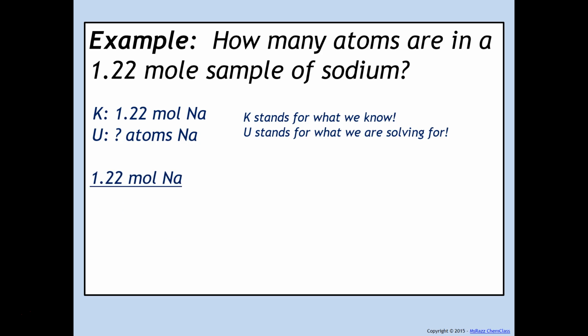So we'll start with our known, and we will put it over a 1. We'll then take our multiplication sign and our line. So in this case, we see that we have 1 mole equals 6.02 times 10 to the 23rd atoms of sodium. So this conversion factor is always going to be the same regardless of the substance that we have in question. And then you can see very clearly that moles and moles divide out, and we're left with atoms of sodium.